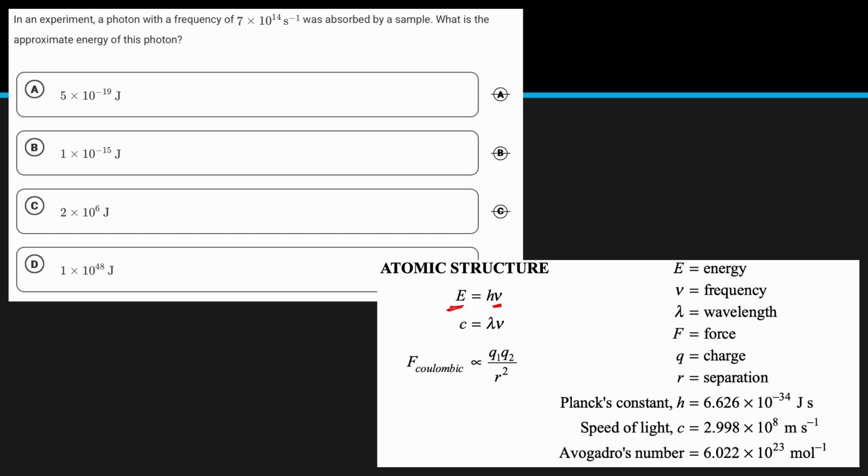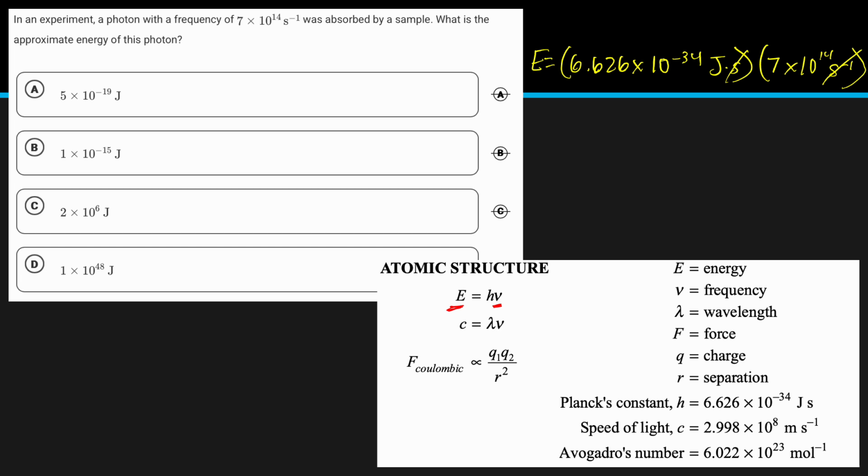So all we would do in this question, I would put this right in my calculator, but I'm going to write it out for you just in case. E is going to equal 6.626 times 10 to the negative 34th joules times seconds times our frequency, which is 7 times 10 to the 14th per second. So seconds are going to cancel out. We're left with joules. So we would just do 6.626 times 7.